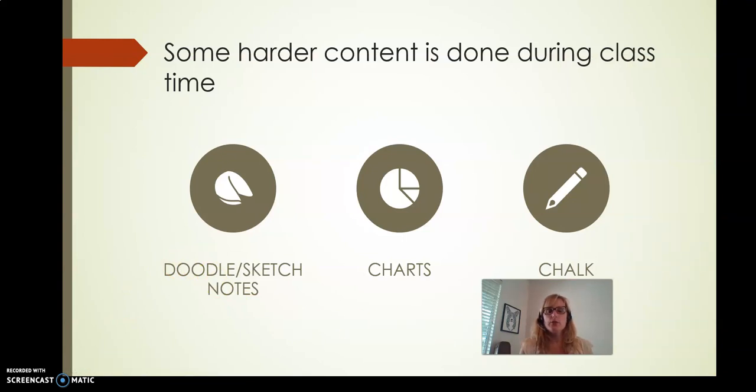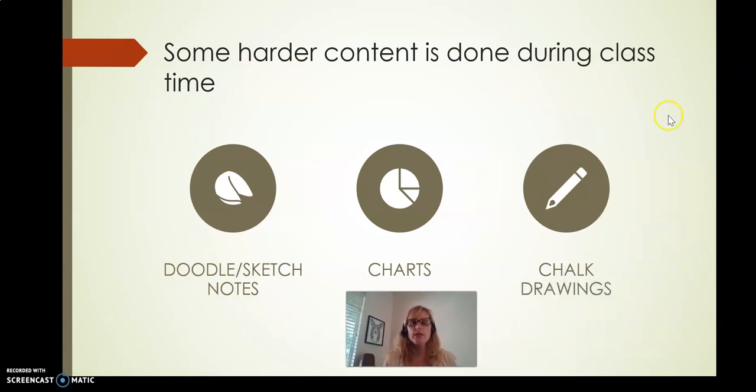With a flipped classroom, my harder content still is done in class. There are some things that are really hard to understand from just reading the book, like the nitrogen cycle. Actually, trophic levels and energy loss are really hard too. And drawing food webs is surprisingly very hard for them. So we do diagram notes in class, we do doodle notes, sketch notes, we do charts in class, we do chalk drawings in class. So the harder content is done in class.